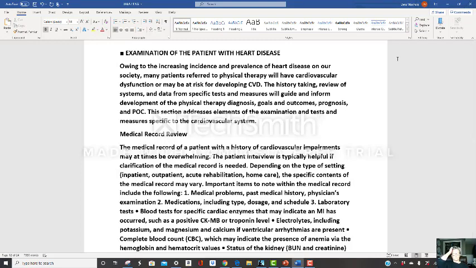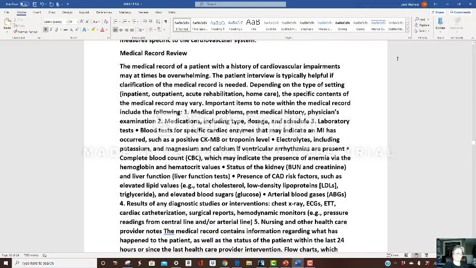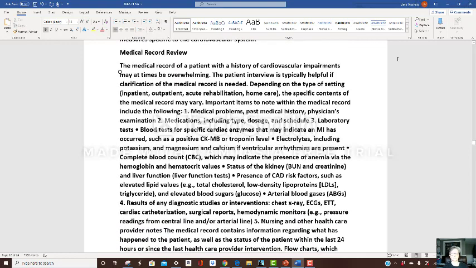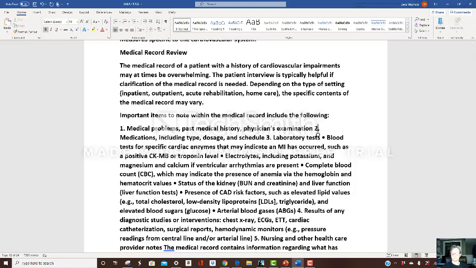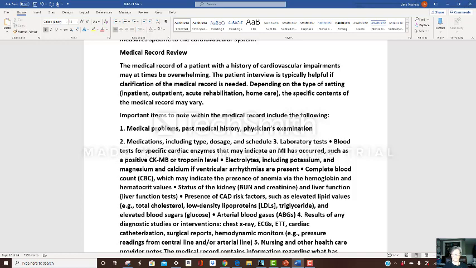This section addresses elements of the examination and tests and measures specific to the cardiovascular system. Medical record review. The medical record of a patient with a history of cardiovascular impairments may at times be overwhelming. The patient interview is typically helpful if clarification of the medical record is needed, depending on the type of setting: inpatient, outpatient, acute rehabilitation, home care. Specific contents of the medical record may vary. Important items to note within the medical record include the following.